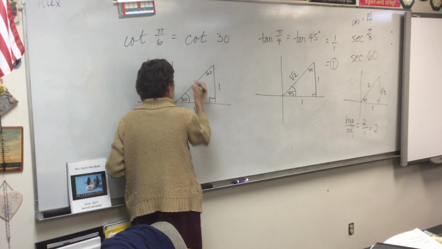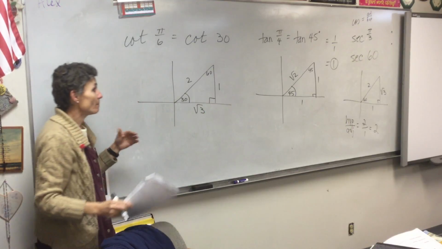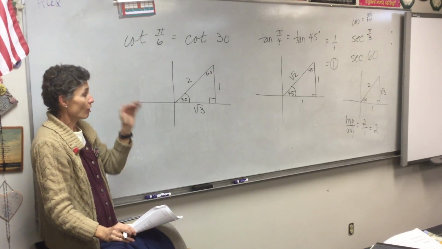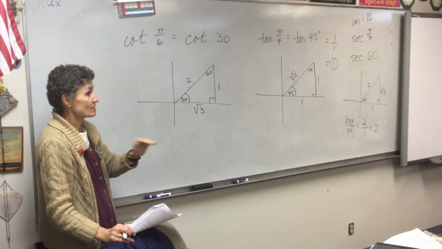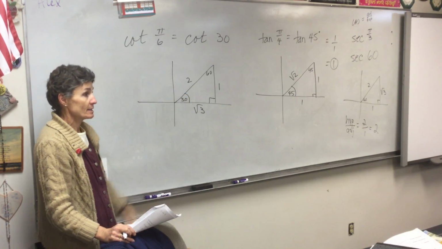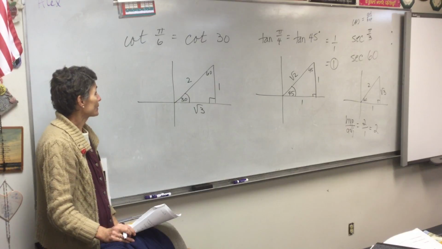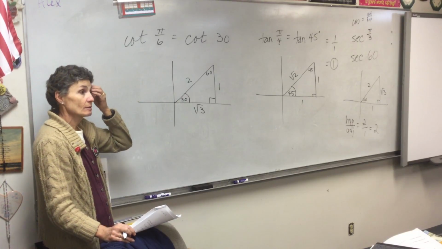1, root 3, 2 are the sides. Remember, I wrote it on the gold sheet. Across from the 30 is 1. Across from the 60 is root 3. Across from the 90 is 2. The hypotenuse is 2. I want cotangent.